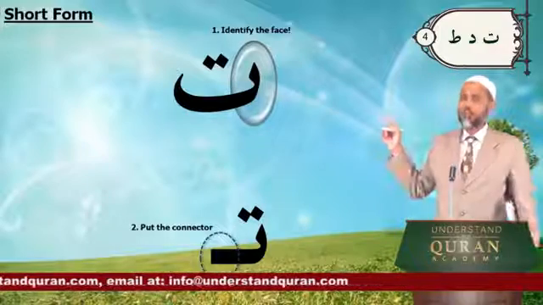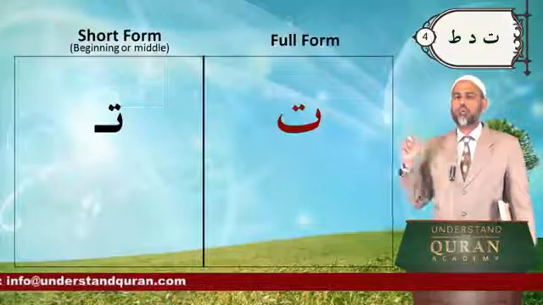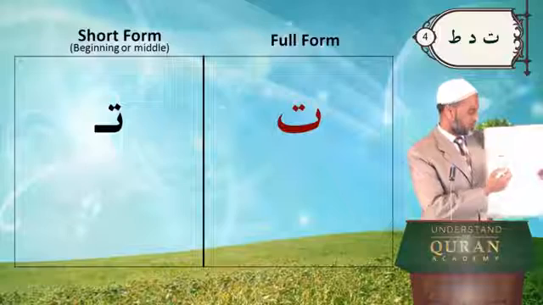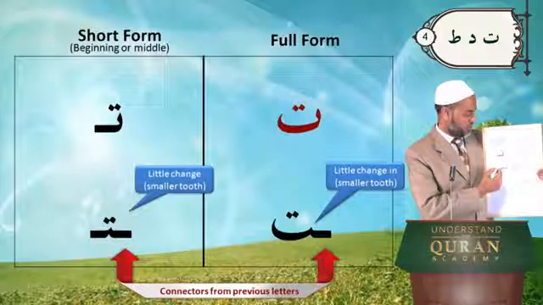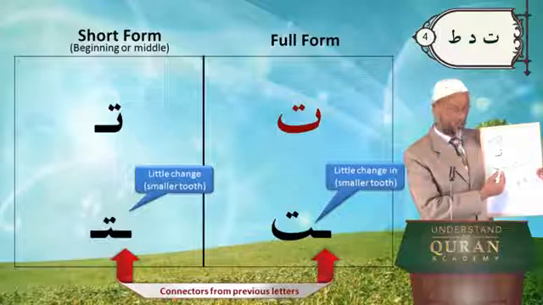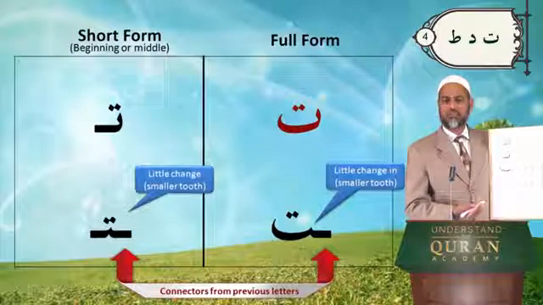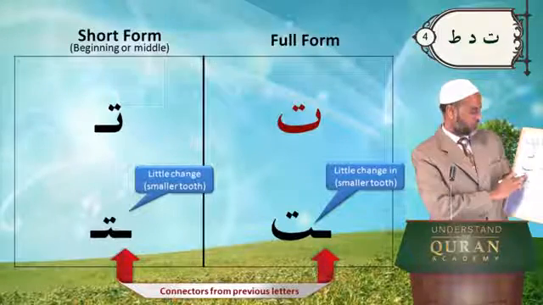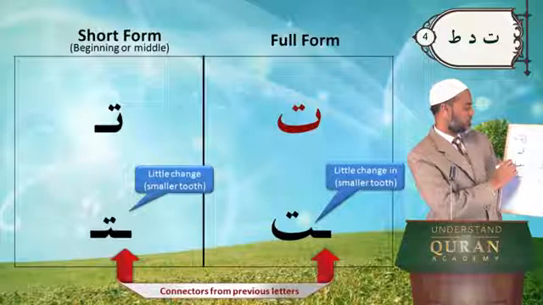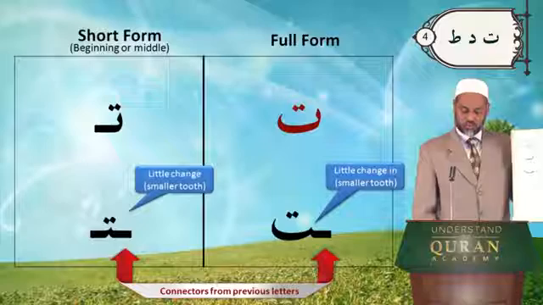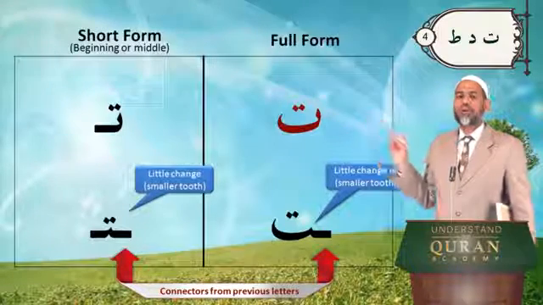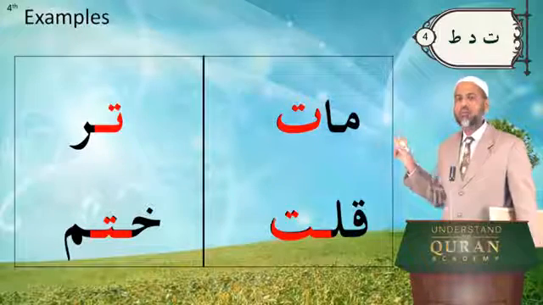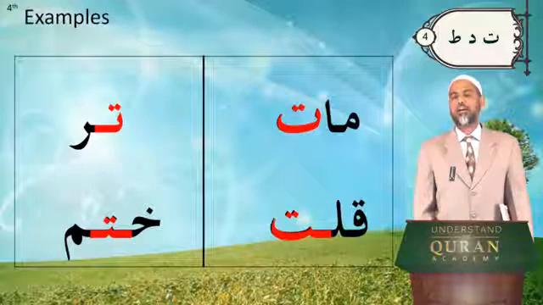So you have the full form of ta and the short form, and both of these can have connectors from previous letters. When you are writing with connectors from previous letters, you may have a smaller tooth here, but it doesn't make any difference. In the middle you have this shape, two dots. Ta is two dots, ta is two tomatoes. And here are examples of letter ta in words in its full form and the short form, and also with connectors before them given below.